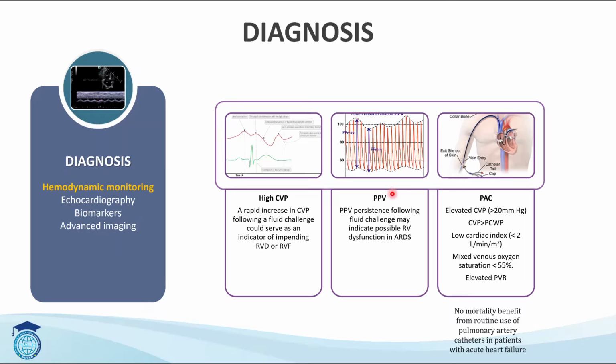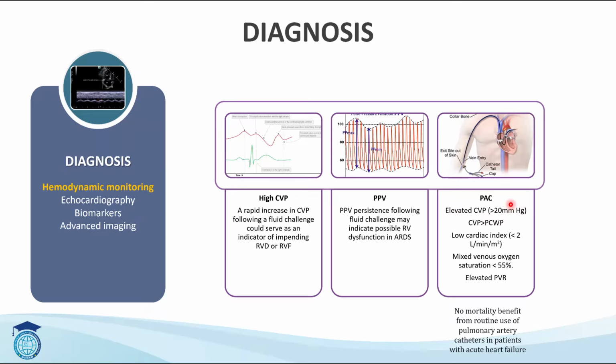In patients with RV dysfunction, you may see pulse pressure variation, and it would be difficult to differentiate between hypovolemia and RV dysfunction. However, persistence of pulse pressure variation following fluid challenge indicates possibility of RV dysfunction. And the gold standard is pulmonary artery catheterization.